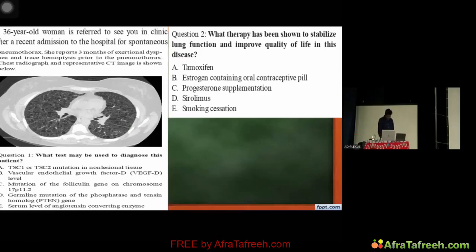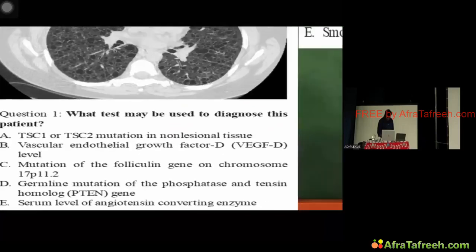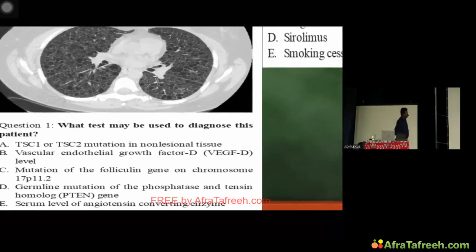A 36-year-old female is referred to you after release and admission to hospital for spontaneous pneumothorax. She reports 3 months of exertional dyspnea and trace hemoptysis prior to the pneumothorax. Chest radiograph is given. What should be the answer?